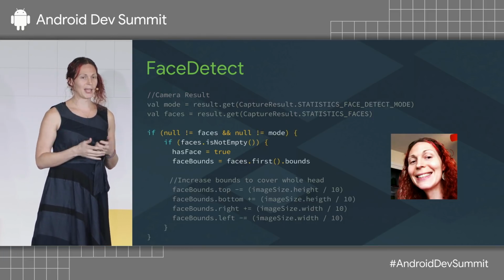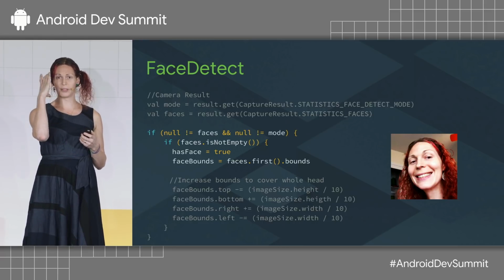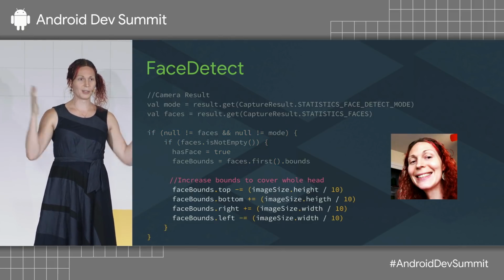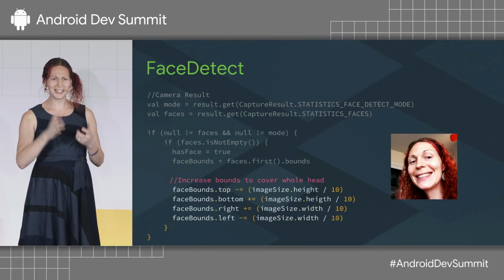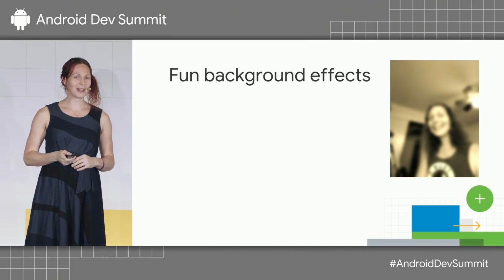We could imagine expanding this to have multiple faces. Just a note, FaceDetect really grabs the face, so I just bumped those bounds out a little bit so it's more of a head getting chopped off. Oh, that sounds bad. A head being pasted onto the background. Let's talk about the fun background effects.